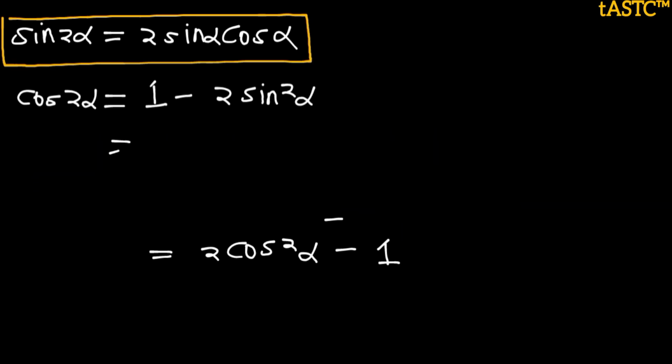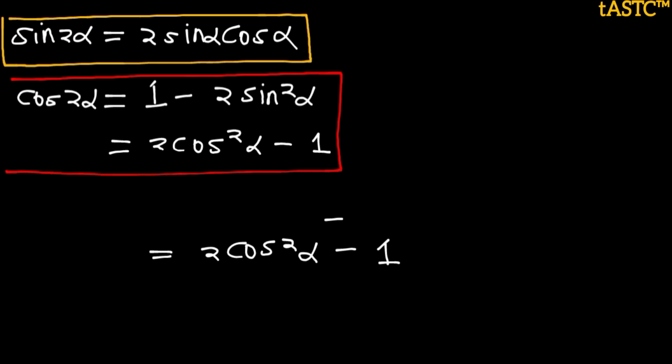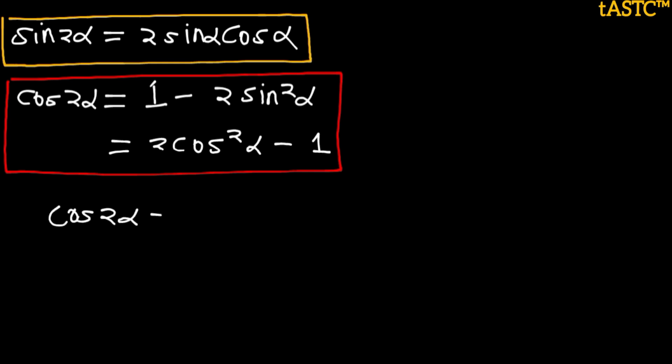So I need to write it here also. We got 2 cos squared alpha minus 1. So this would actually be the second formula. Now from here, we can actually find something else. Let us look at the first one. We have that cos 2 alpha is equal to 1 minus 2 sine squared alpha.